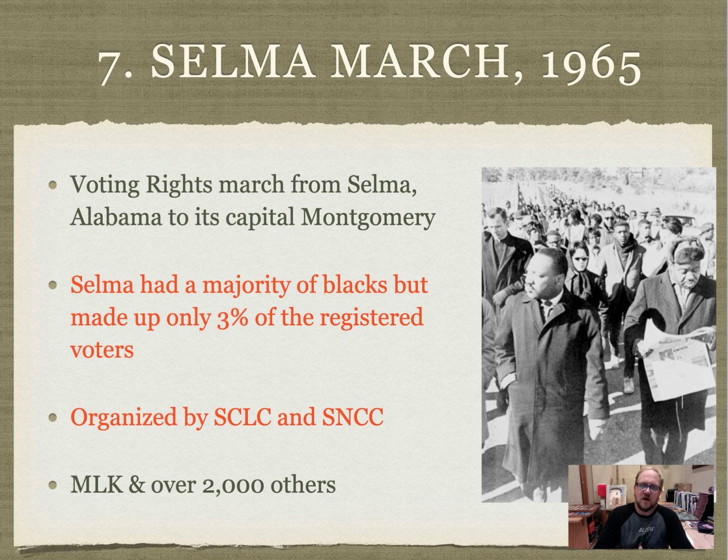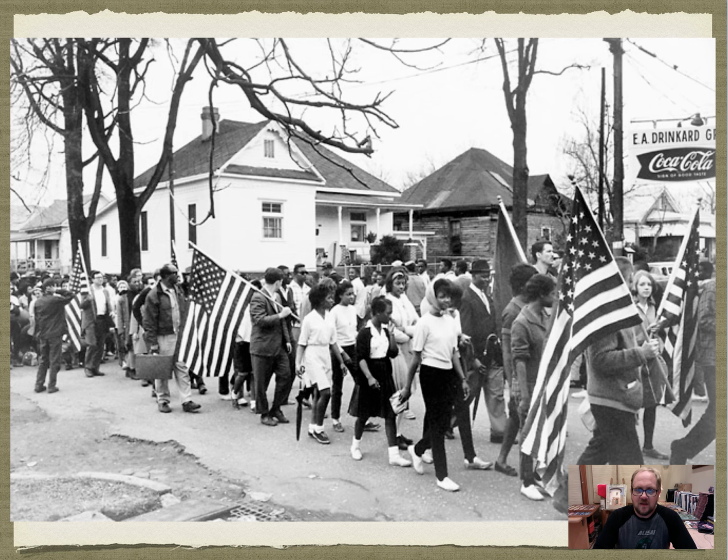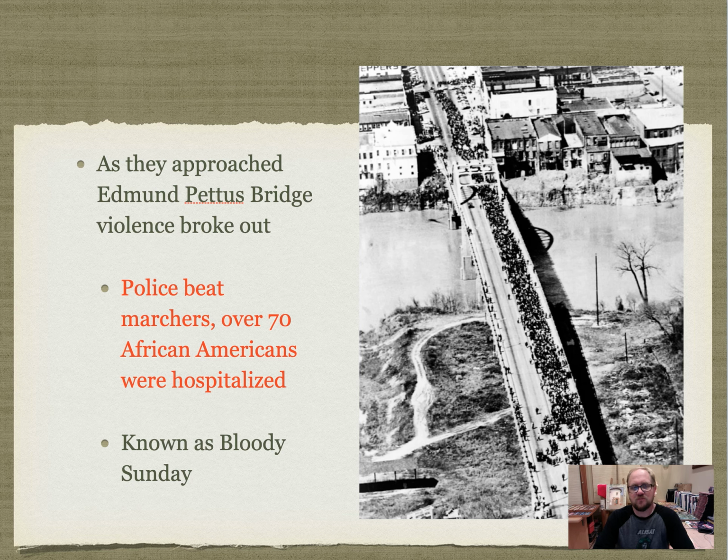Before that, though, Martin Luther King Jr., Fred Shuttlesworth, and Ralph Abernathy are going to stage a march from Selma, Alabama, to the capital, Montgomery. They use Selma because the majority of the citizens there are black, but only 3% of them were registered to vote. We're going to see huge amounts of marchers marching. When they reach the Edmund Pettus Bridge, the police stop them violently. We're going to see the police beat marchers, with over 70 African Americans hospitalized. This took place on Sunday, so it's going to be called Bloody Sunday.